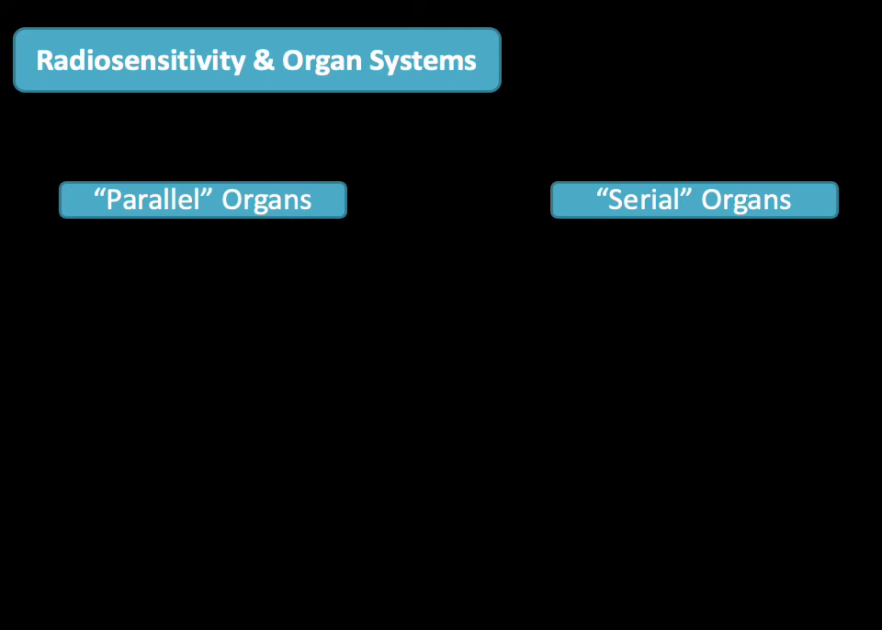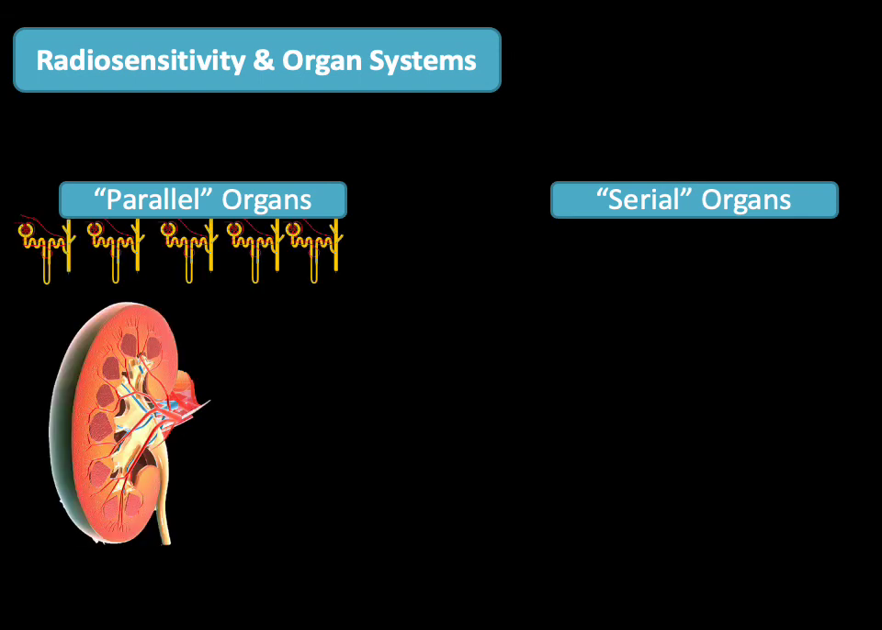The effect of radiation on overall organ function depends not only on the radiosensitivity of individual cells within the organ, but also on whether the processes within the organ take place in parallel or in series. One example of a parallel organ is the kidney. The smallest functional subunits are nephrons, which function independently of one another. Therefore, damage to one nephron does not affect the function of the other nephrons. And while the overall kidney function may be reduced, it's not completely inhibited.